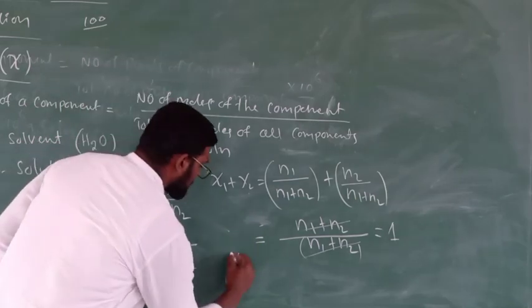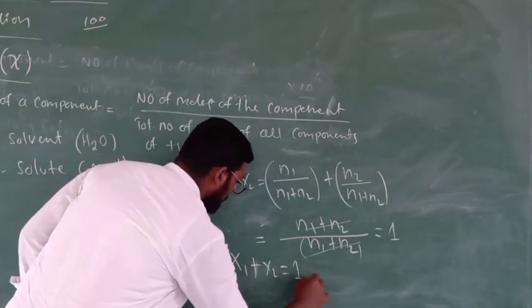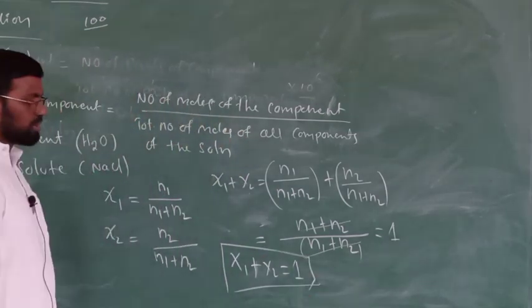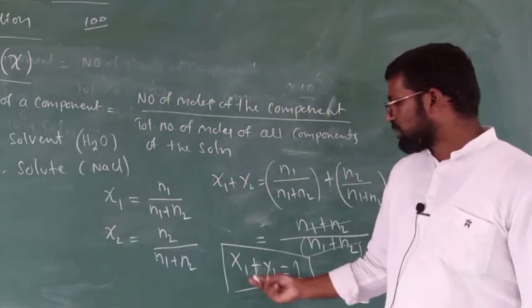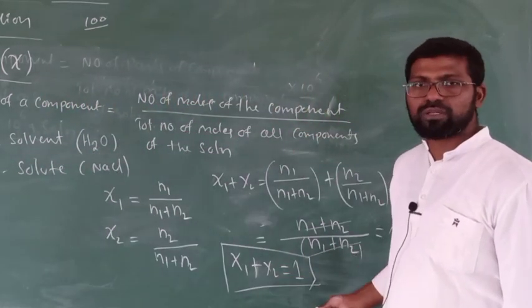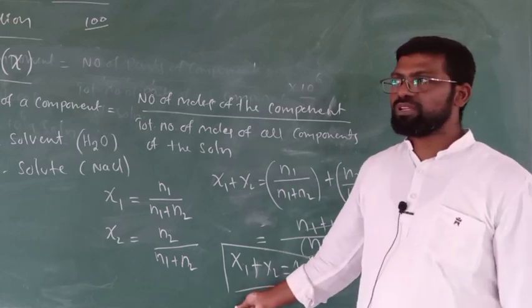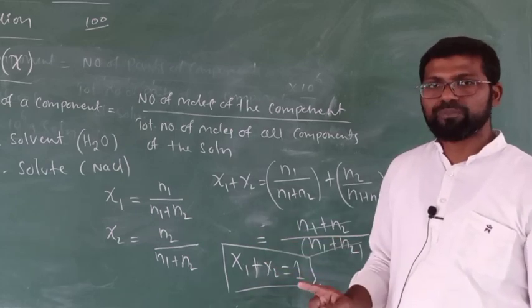That means x1 plus x2 is equal to 1. So this is one of the very important relations. Please try to note it down. x1 plus x2 is equal to 1 means the sum of the mole fractions is equal to 1. Sum of the mole fractions is equal to 1. Mole fraction of solvent plus mole fraction of solute always becomes equal to unity.